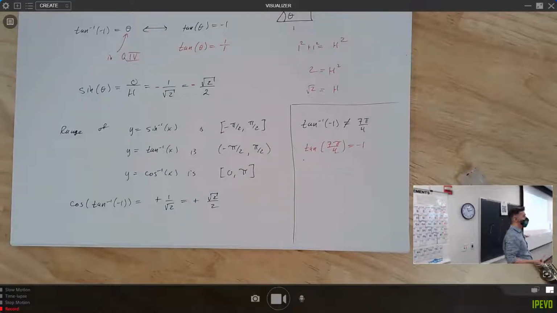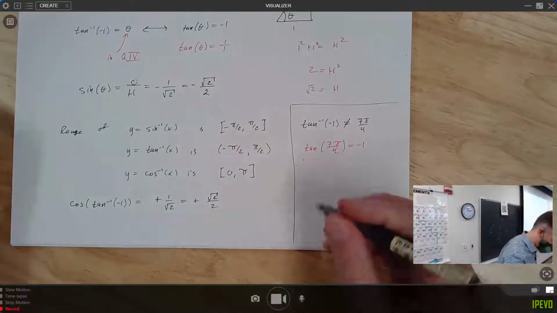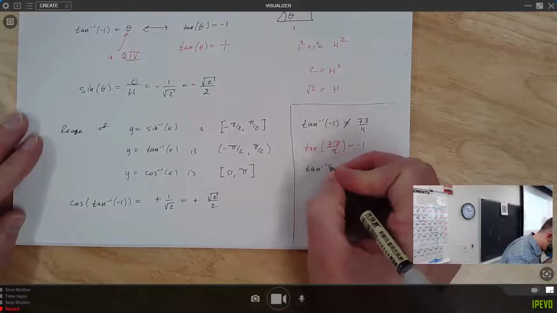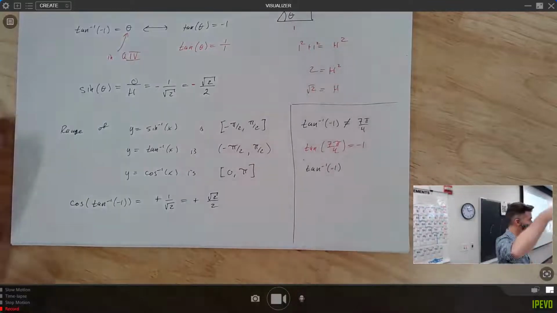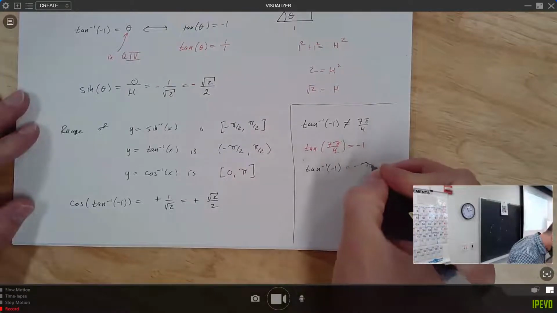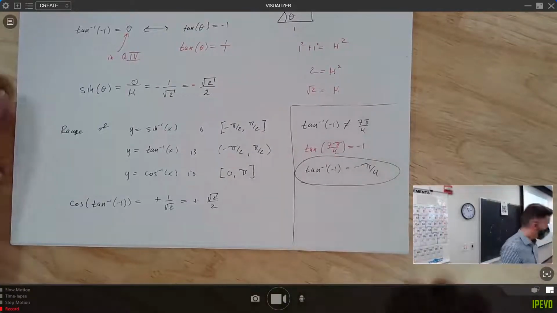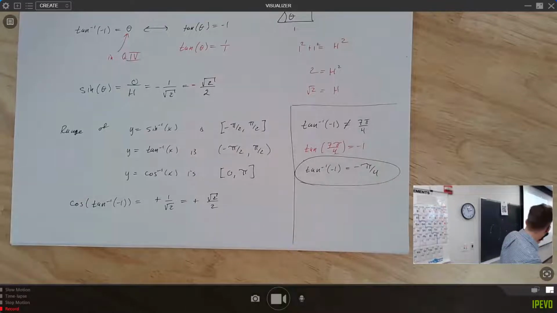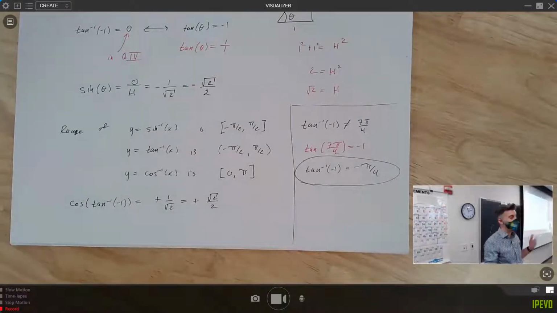But we want inverse tangent to be a function, meaning if you input something, you have to get one and only one output. And the output we have all agreed on for inverse tangent is going to be in quadrant 4, but kind of backwards. Right? We're going negative angles. We're going to get negative pi over 4. The nice thing about inverse tangent and inverse sine is if you know what inverse tangent or inverse sine of a positive number is, you know the corresponding negative value.